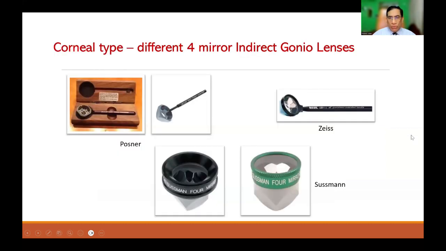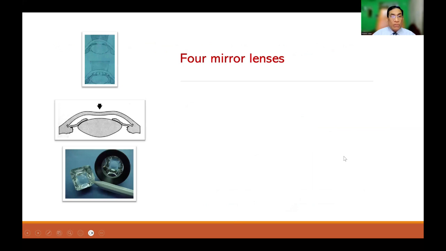Well, what are the lenses we use? There are many kinds of lenses, but most commonly they use the Zeiss, Posner, and Sussman. These three lenses come some with handle, some without handle. Many surgeons prefer a handle, many surgeons prefer without. So it's a personal choice. So what is the advantage of four mirrors?